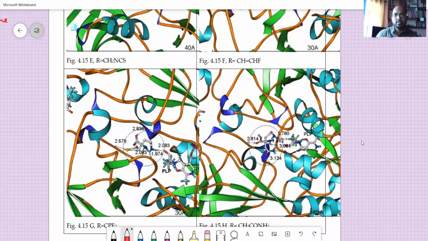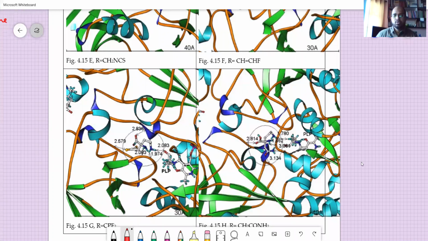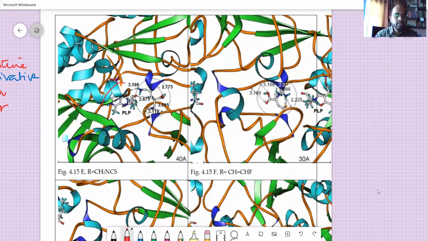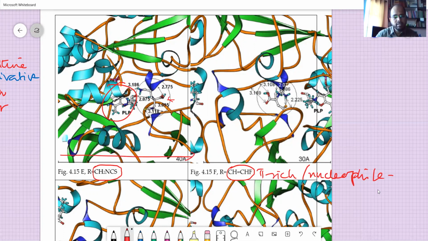Okay. So again, this one is when you have PLP there, and here is your ornithine drug. When you have the derivative CS double bond CHF, this is a pi-rich derivative, maybe offering a nucleophile. Okay, and you can see the entire distance that I'm having is just about 40 angstroms. Here it is 30 angstroms. So a more resolved picture is there, and that is telling you the bindings at about 2.25, 2.07, 3.108.